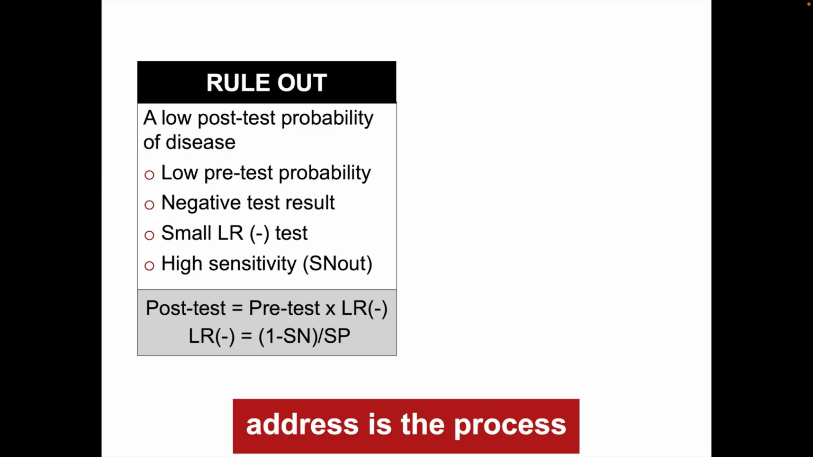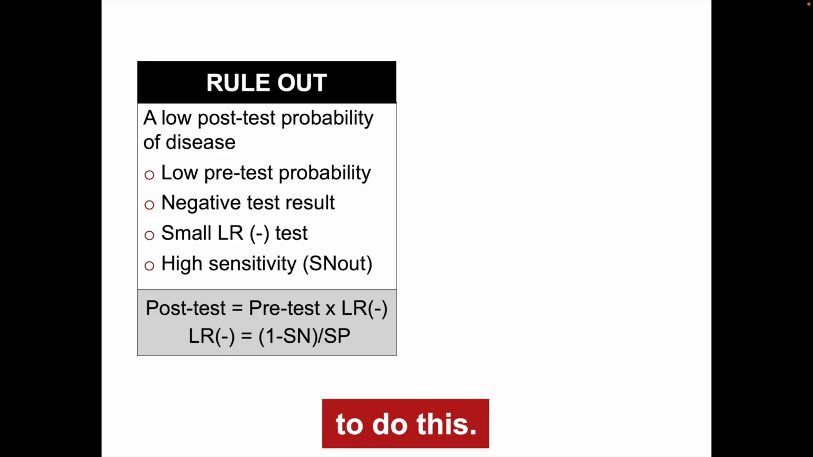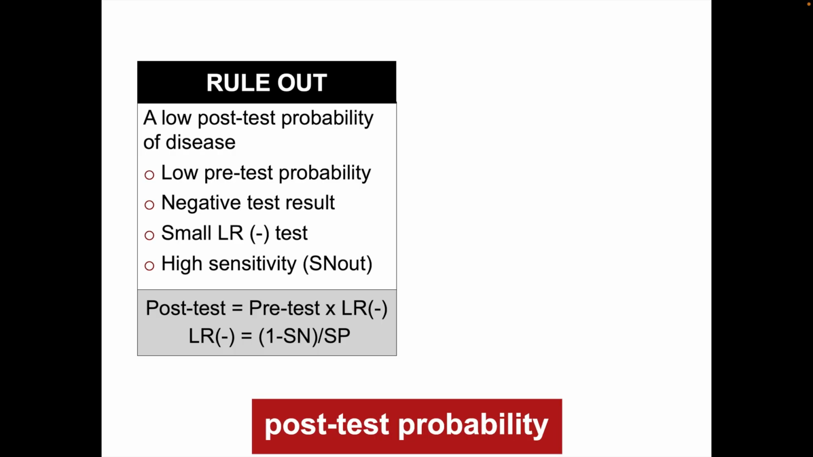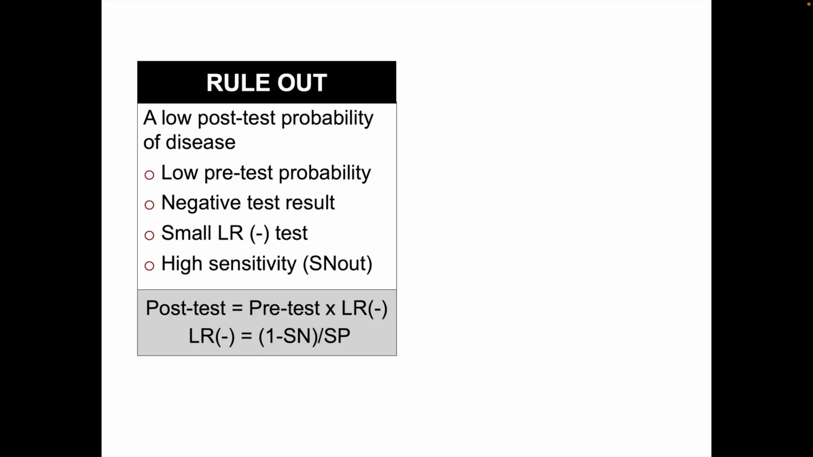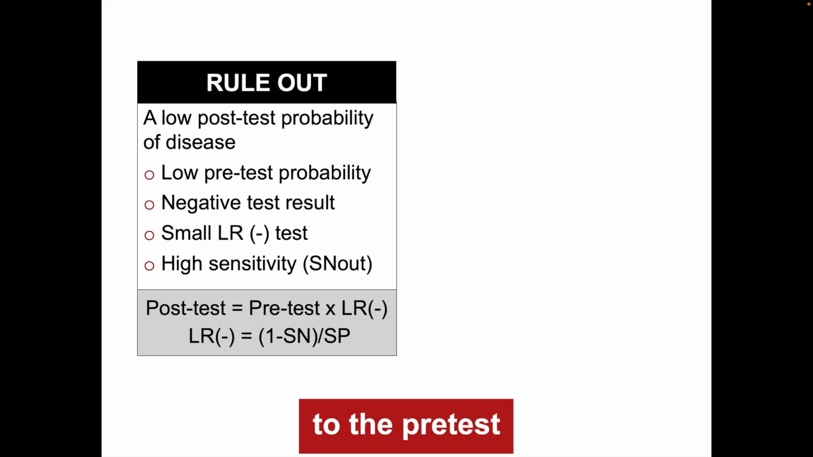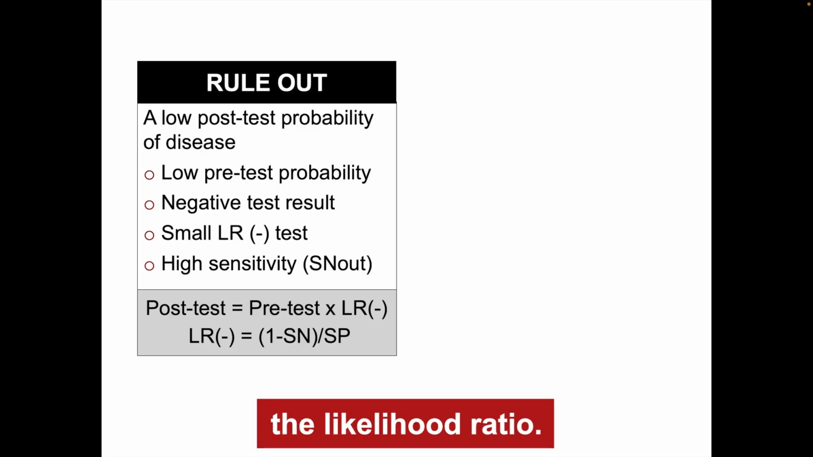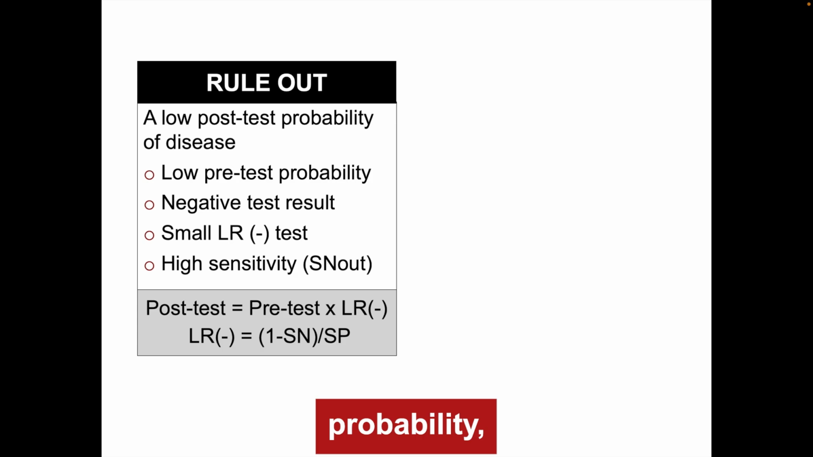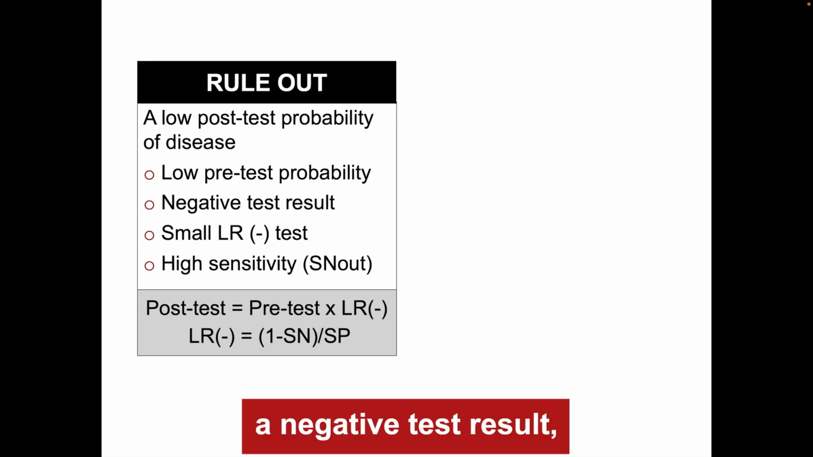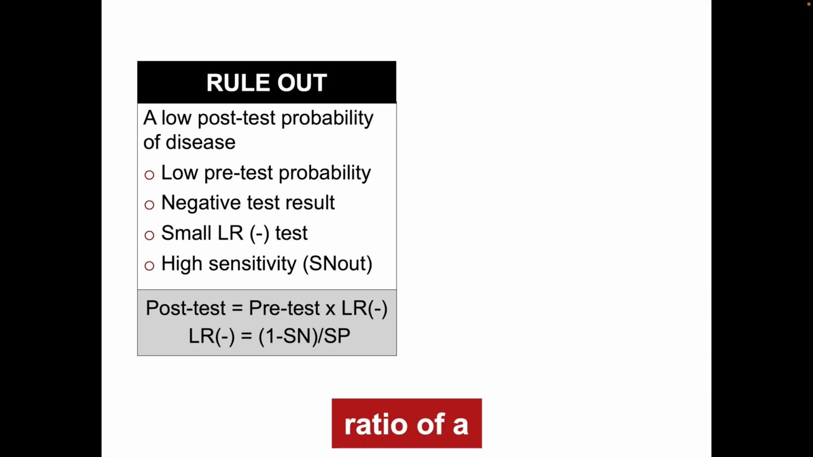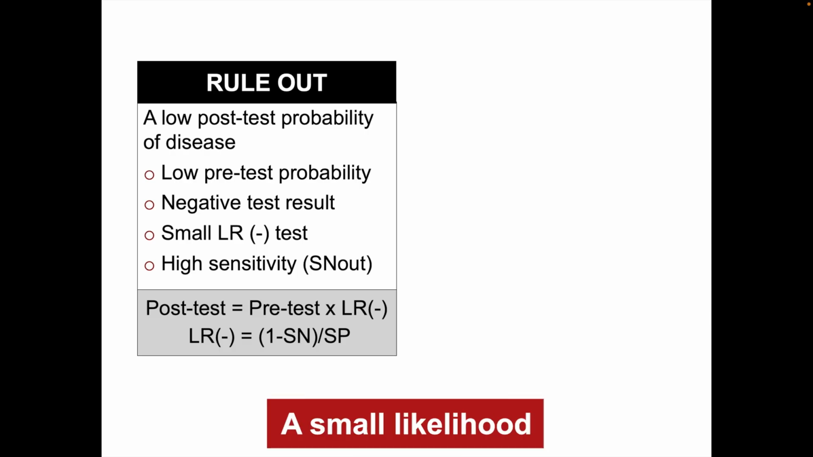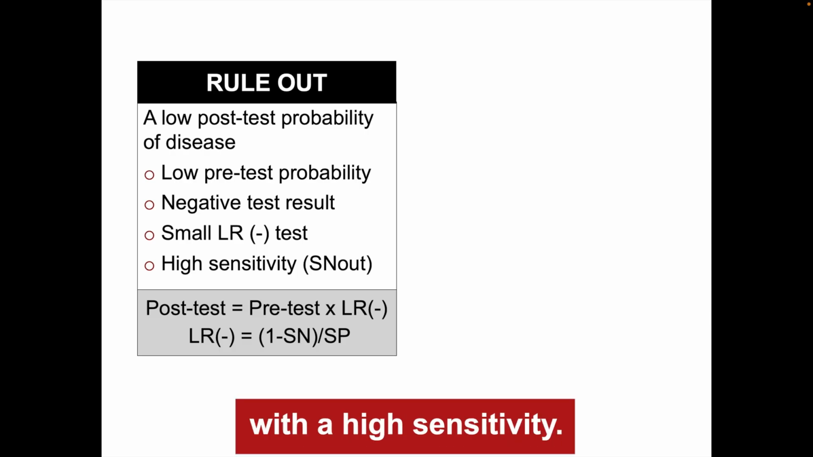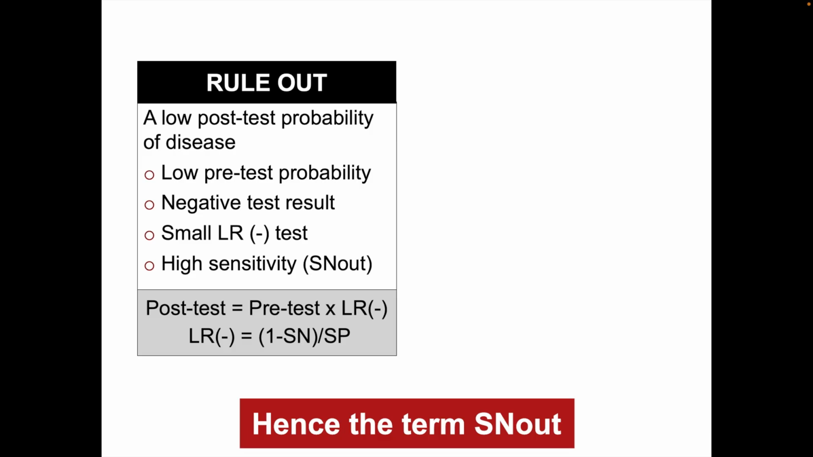The last thing I want to address is the process of ruling in and ruling out disease, and review the parameters that allow us to do this. To rule out disease, you would like a low post-test probability of disease. Post-test probability is equal to the pretest probability times the likelihood ratio. You can get a low post-test probability of disease with a low pretest probability, a negative test result, and a small likelihood ratio of a negative test.